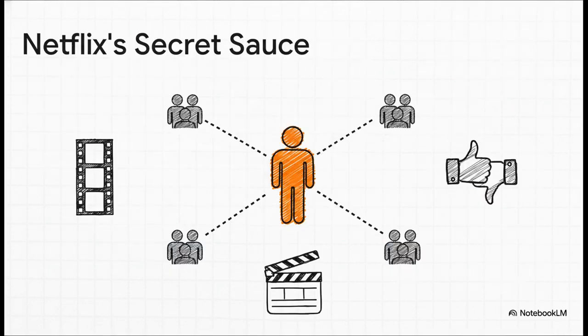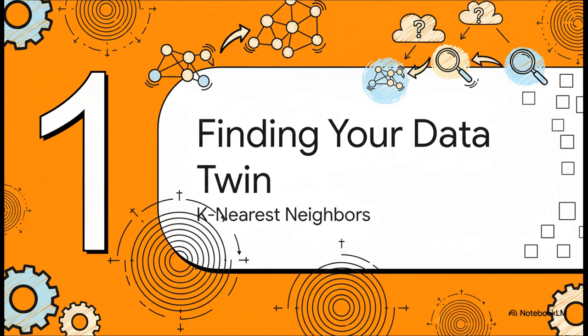You see, Netflix's recommendation engine is all about data. Yeah, of course, it looks at what you've watched, how you've rated stuff, all that. But the real secret sauce, the magic ingredient, is finding other people just like you and seeing what they're watching. The whole mission is to find your data twin. Okay, so how does a machine actually find your data twin?